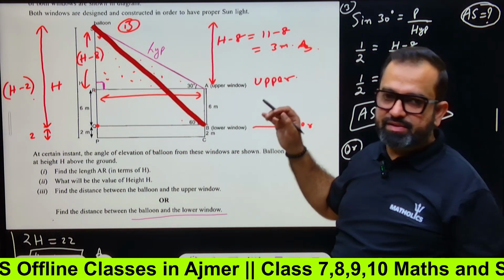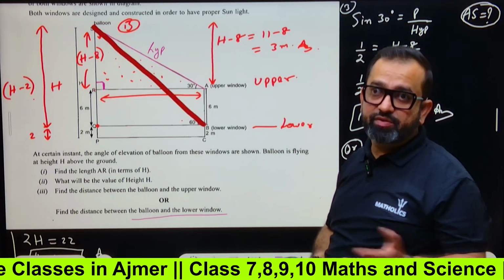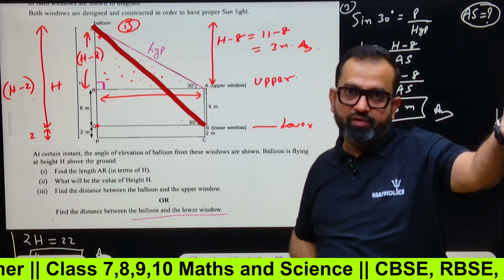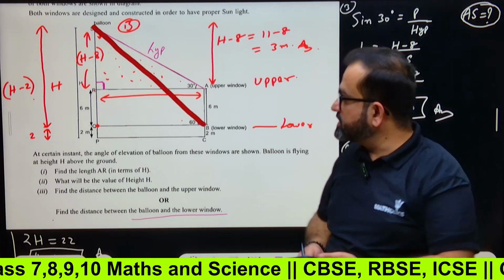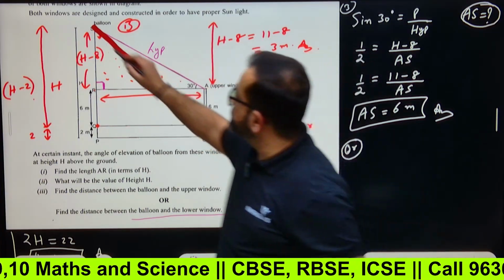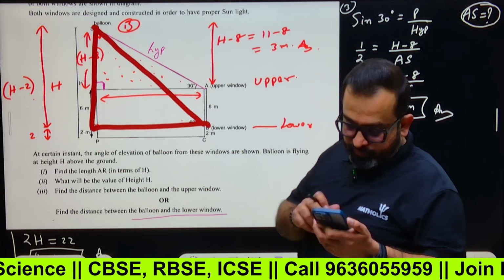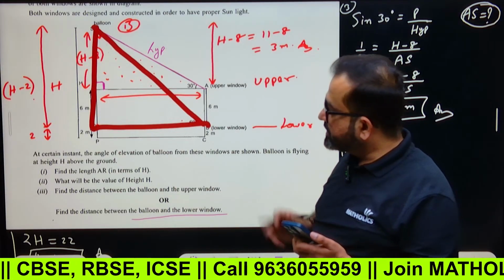Why am I doing this highlighting? Because you have to have that vision for finding the length. This length we have to find out. So what triangle must we use? We must use this triangle. Obviously, yes. Yes or no? This triangle we have to use.